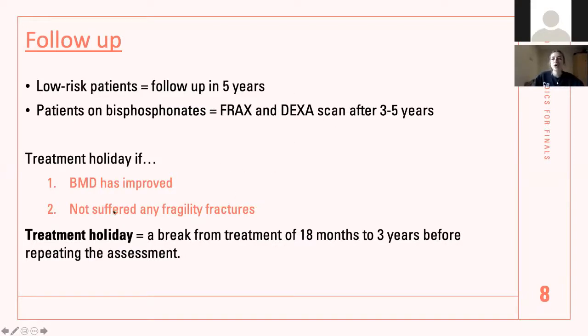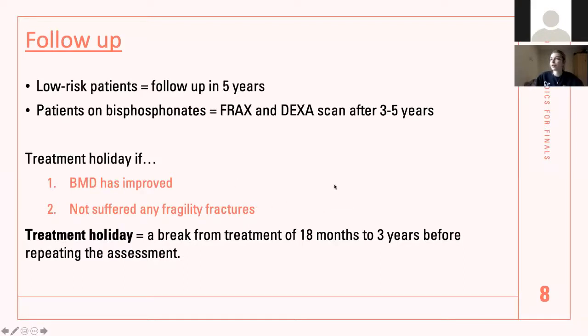And also keep in mind of putting these patients on treatment holidays. So you can put them on a treatment holiday if their bone mineral density has improved, so the score's improved, or if they haven't suffered any fragility fractures. A treatment holiday is a break from treatment, so you stop all treatment for 18 months to 3 years, and then you repeat the assessment again after 18 months to 3 years.